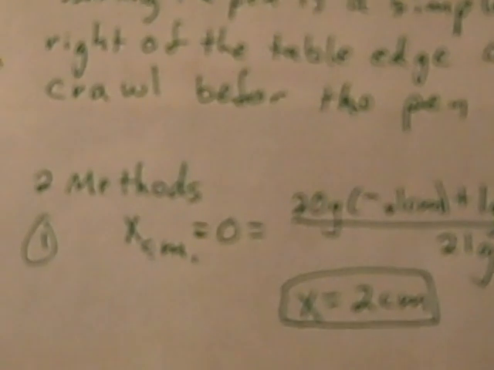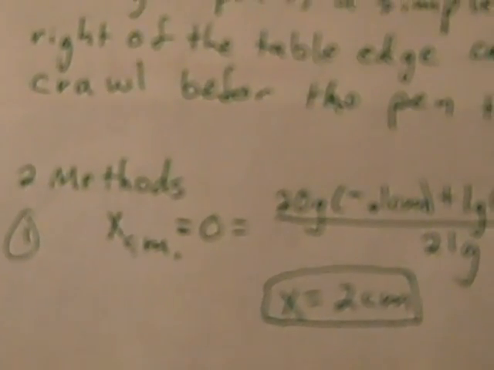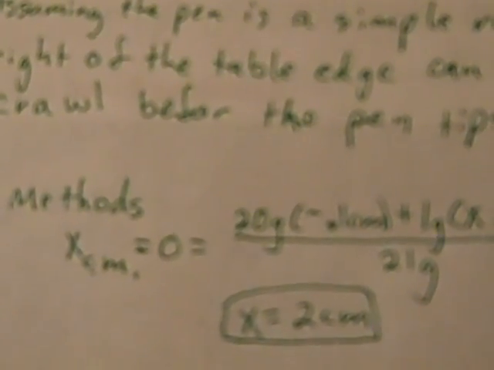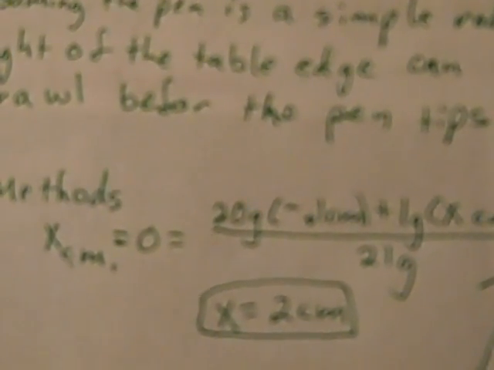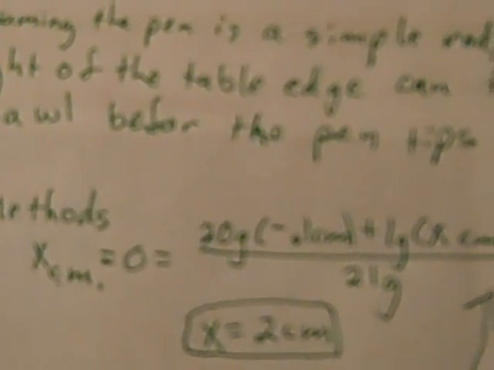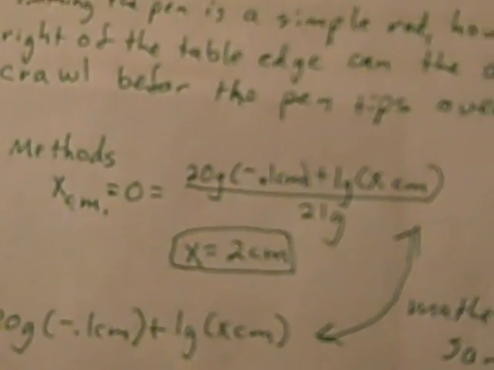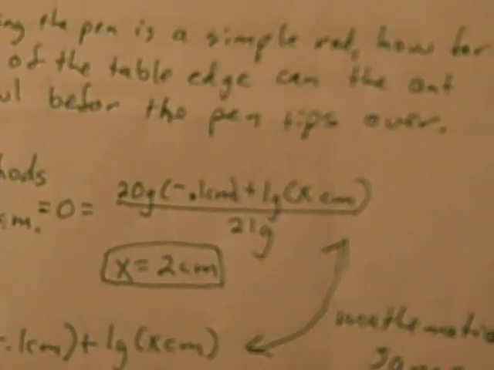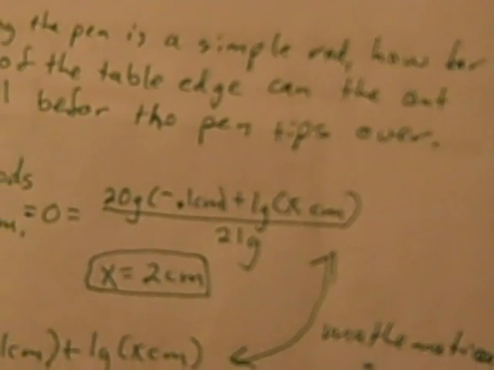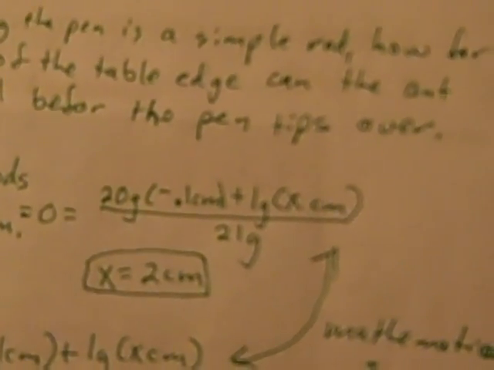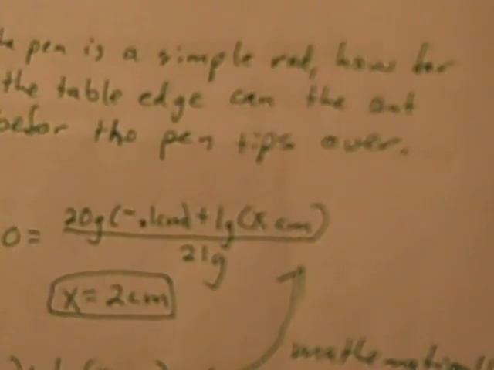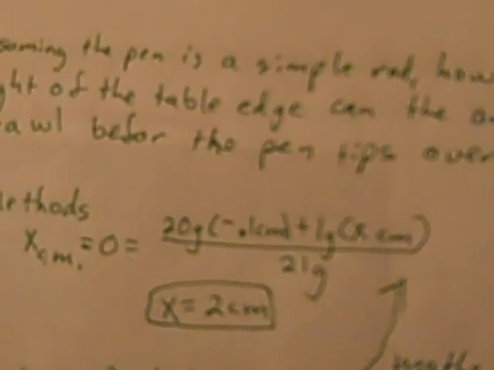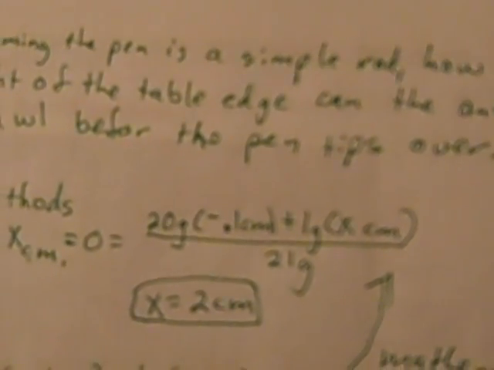The first method would be to set the center of mass position equal to 0. And by 0, I mean the edge of the table itself. The moment the ant gets the center of mass that far to the right, any further, he's going to tip it over. So 20 grams for the pen times negative 0.1 centimeters for the displacement of the center of mass, plus 1 gram for the mass, times x, how far it's crawled to the right, divided by the total mass of 21 grams, will give you an x of 2 centimeters.